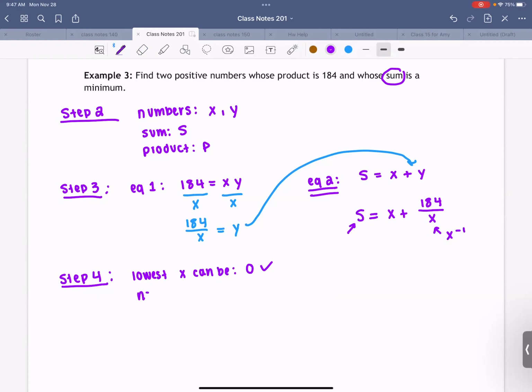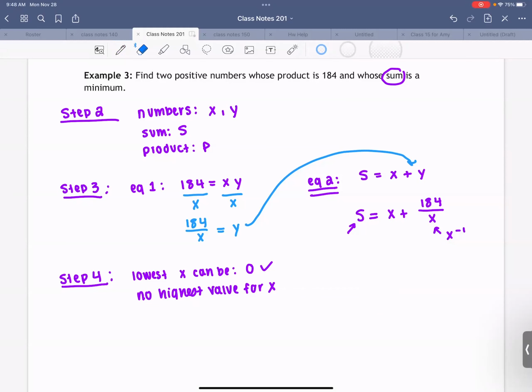There's no highest value for x. The reason is that y can be a fraction, and y can be as small a fraction as I can make it. So no matter what x is, say x was 100,000, y could be 184 over 100,000. And when I multiply them together, I get 184. So there's no highest value for x.